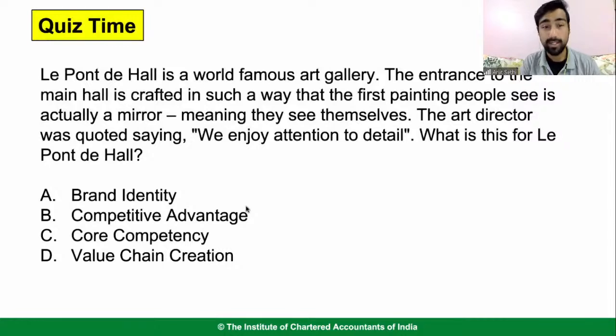What is this? Is this the brand identity? Is this a competitive advantage? Is this a core competency, or is it a value chain creation for the customer, that they first see themselves as a painting? What is it? Brand identity, is this the answer for this one? No, this is not the answer for this one.